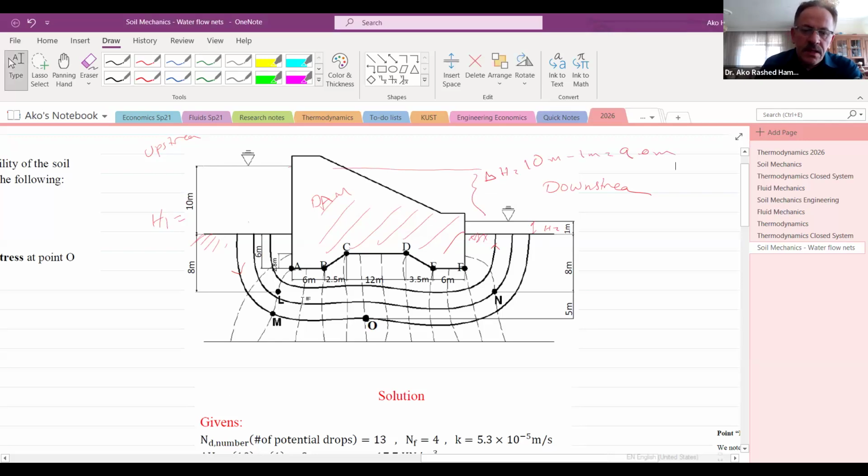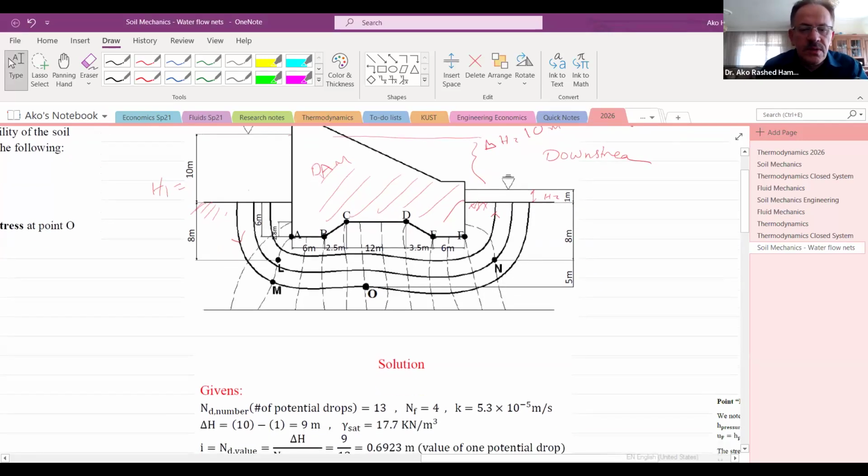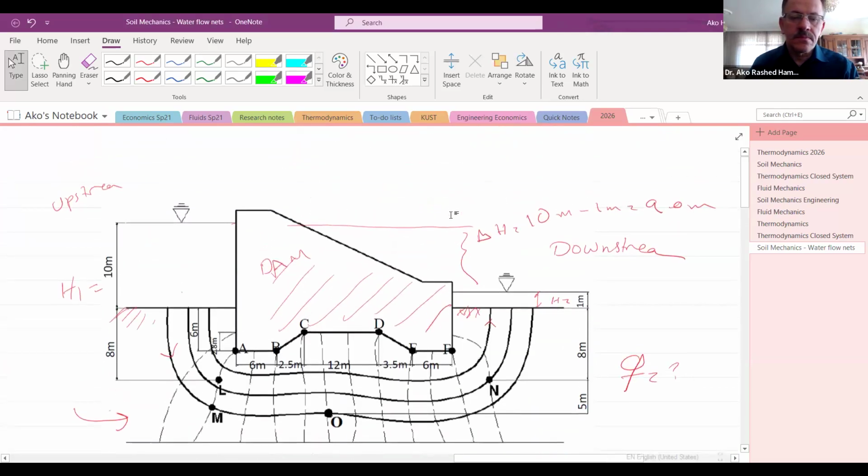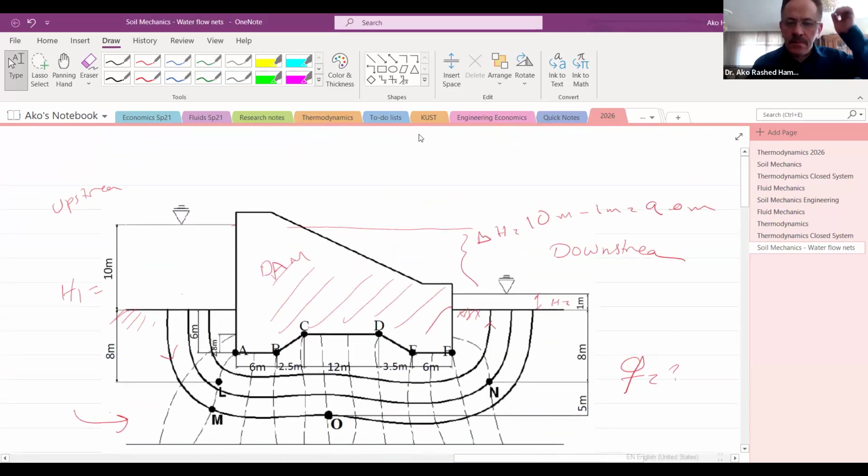Okay. Now, the question is, we need to know how much the flow is going this way, from this side to this side, Q. To find the Q, we need to know, first of all, what is the NF? The number of the flow channels that we have. How much is the flow channel? Can anybody answer? What's the NF?